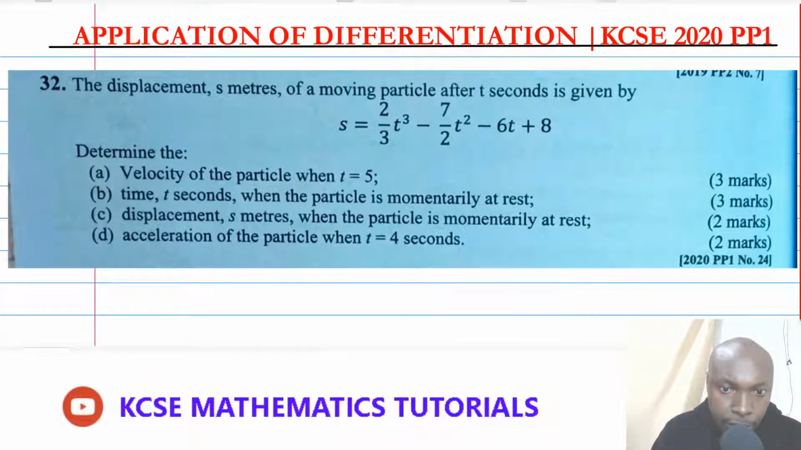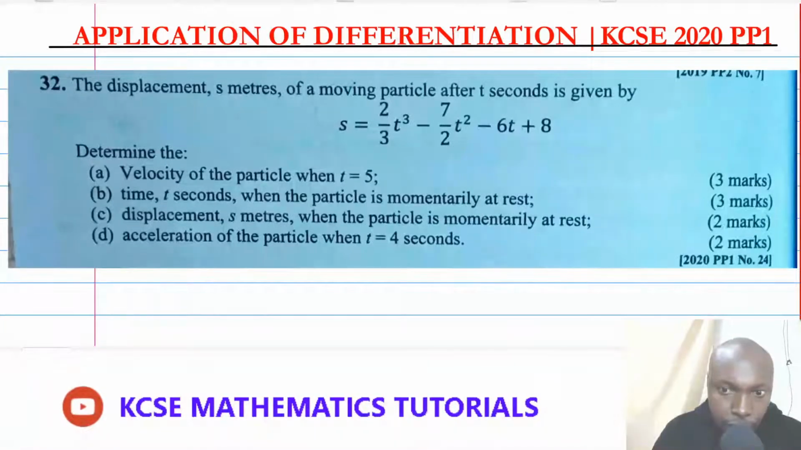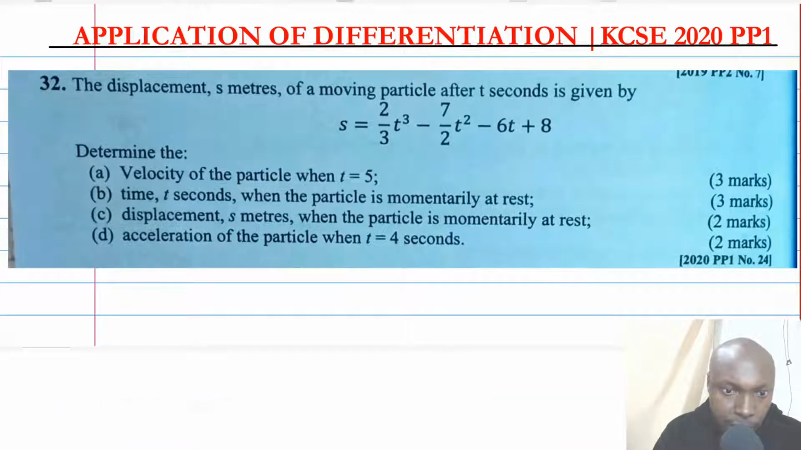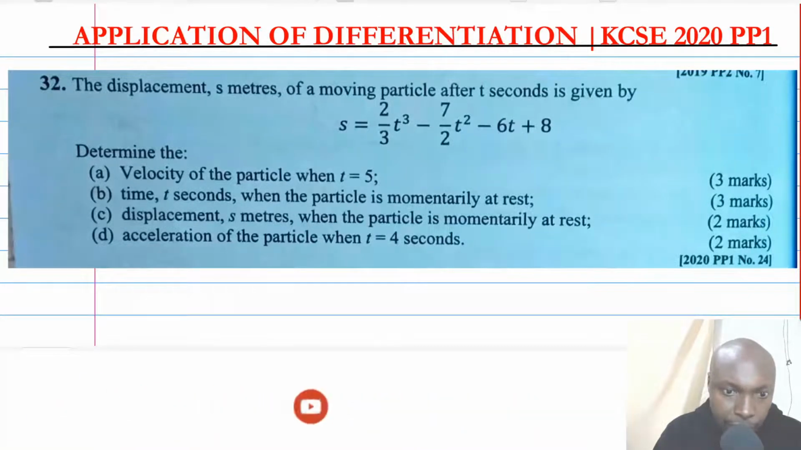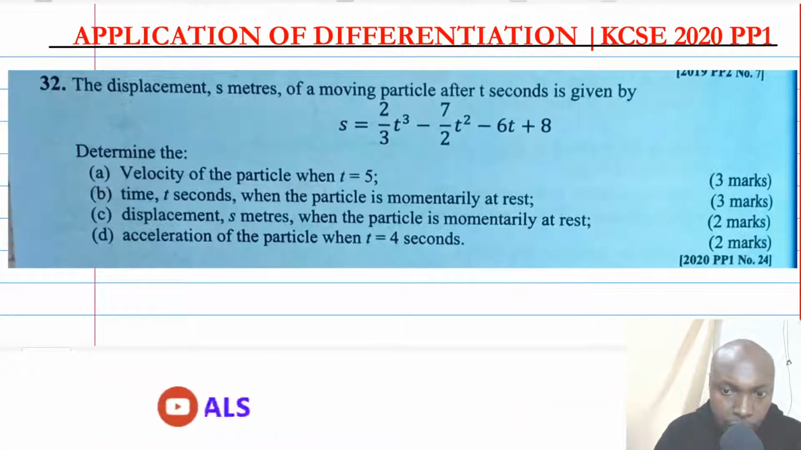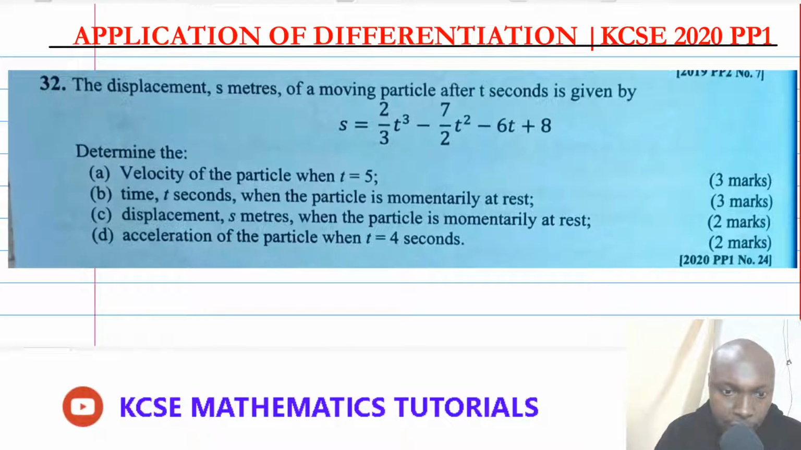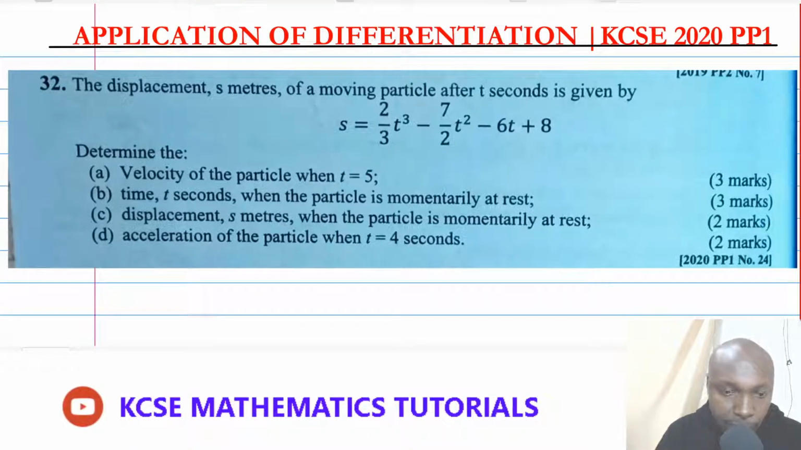The displacement s meters of a moving particle after t seconds is given by s equals 2/3 t cubed minus 7/2 t squared minus 6t plus 8. Determine a. Velocity of the particle when t is equal to 5, b. Time t seconds when the particle is momentarily at rest, c. Displacement s meters when the particle is momentarily at rest, and d. Acceleration of the particle when t is equal to 4 seconds. Now let's begin with the first one.